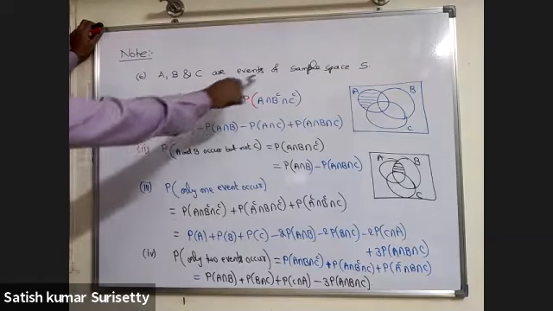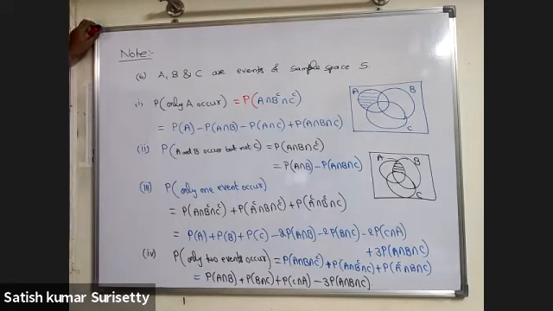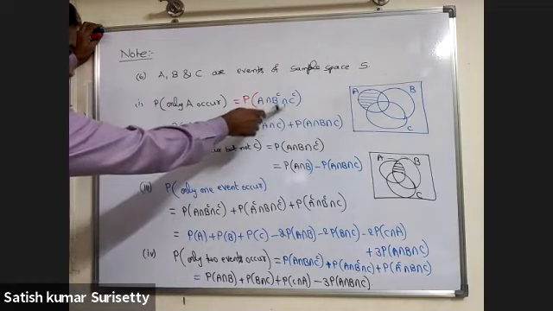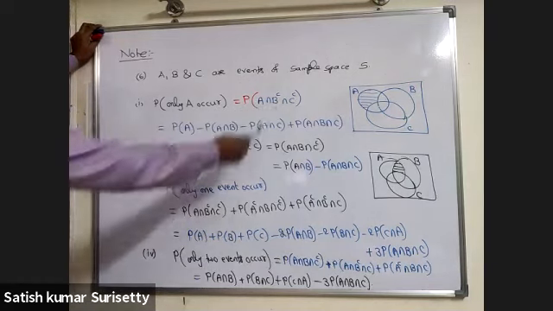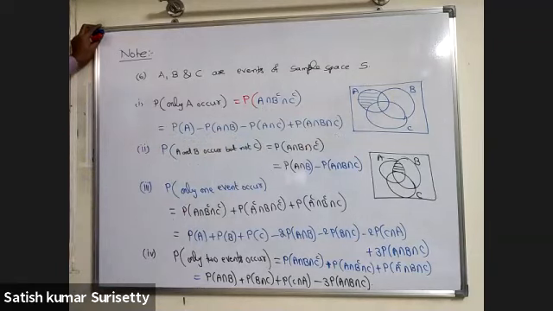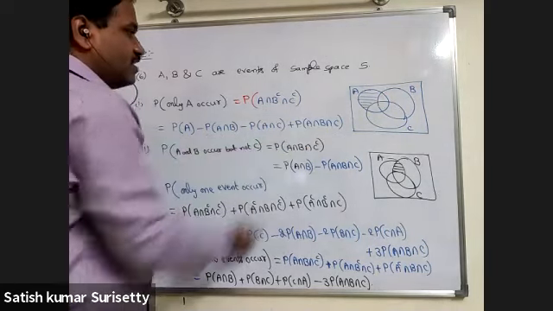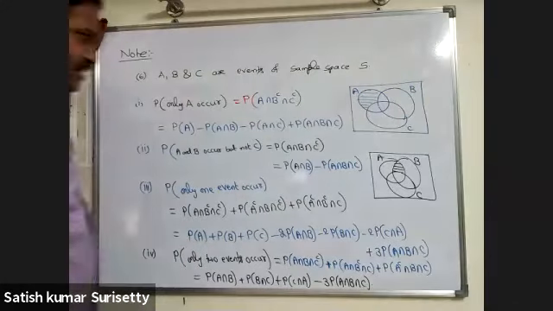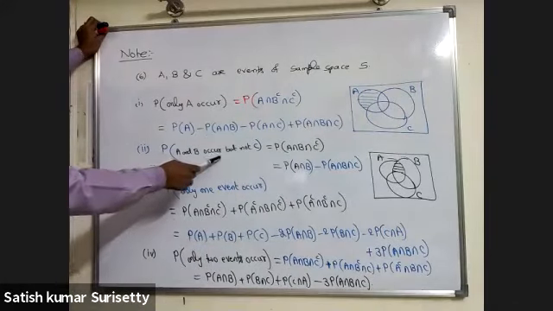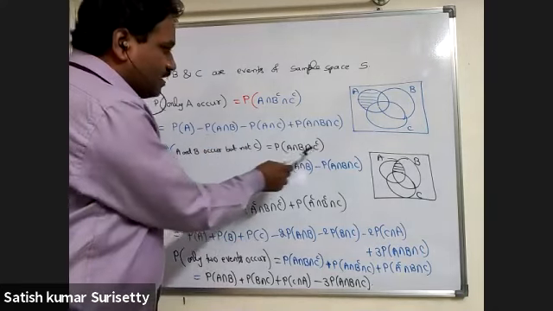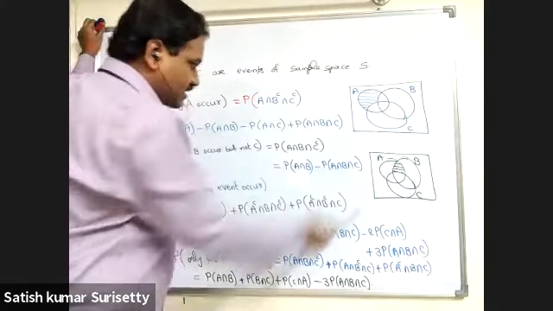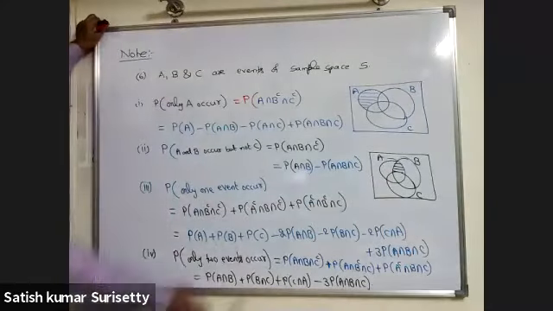So A, B and C are events of sample space S. The probability that only A occurs, in set notation, is probability of A intersection B complement intersection C complement. Using the Venn diagram, you can write the formula directly: probability of A minus probability of A intersection B minus probability of A intersection C plus probability of A intersection B intersection C. This is the region of only A. Next, probability that A and B occur but not C, that is the region outside of C intersecting with A and B.